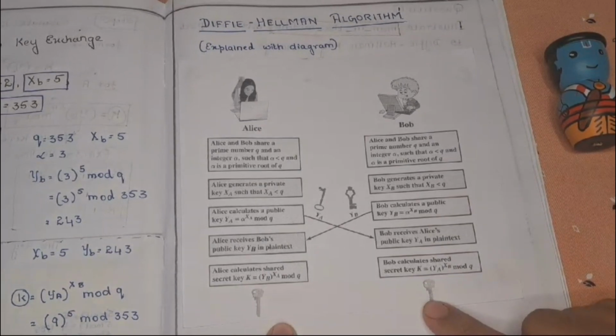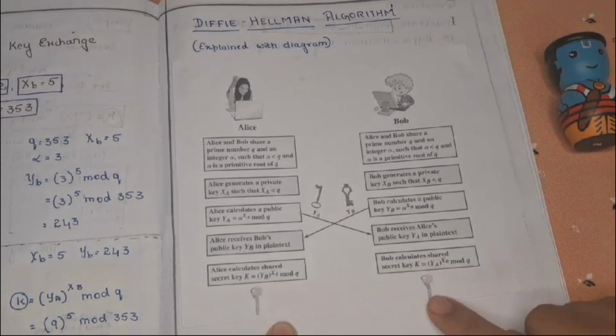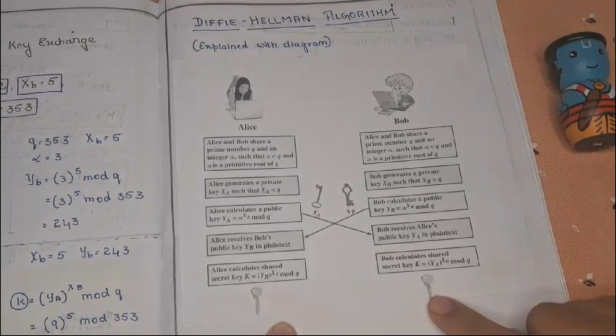So this is all about the Diffie-Hellman algorithm. This also has a threat, which we'll be seeing. The threat is called the man in the middle attack, which we'll be seeing in the next video.